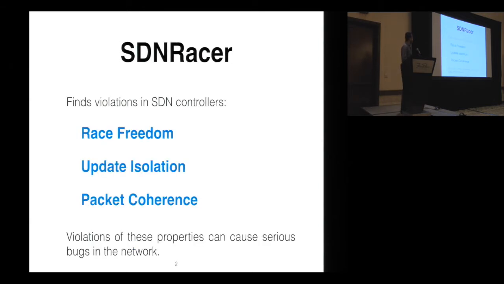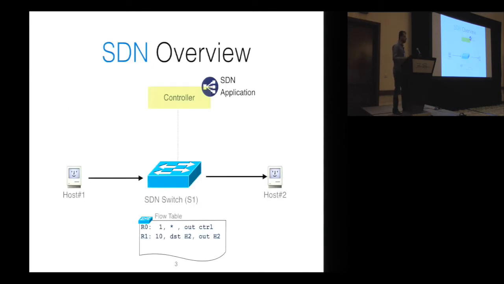So, in a nutshell, if you want a slide to look at what SDNRacer is trying to do, it is basically looking at a software-defined networking controller for race freedom violations, and these violations are actually, as we kind of show later, sort of bugs as well. We're talking about the SDN.